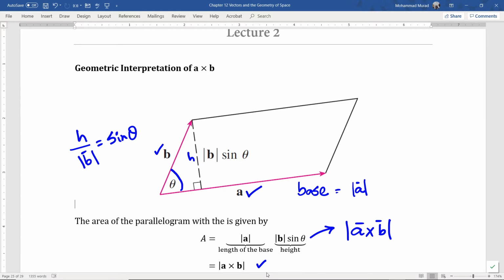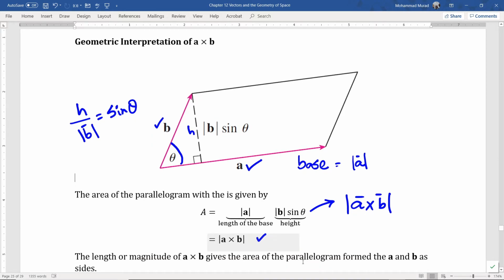Therefore, the length or magnitude of the cross product of two vectors A and B gives the area of the parallelogram formed by the vectors A and B as sides.